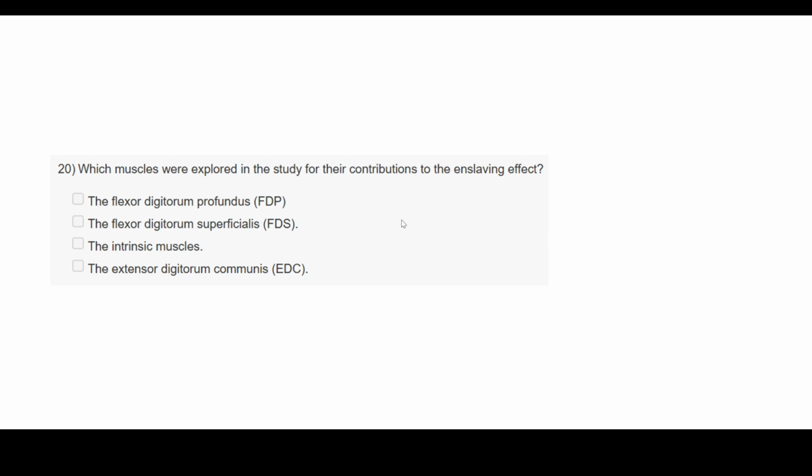Which of the muscles were explored in the study for their contributions to enslaving effects? Flexor digitorum profundus, flexor digitorum superficialis, intrinsic muscles, or extensor digitorum communis. The EDC was used as a control of sorts, in that it does not change. The other three muscles were explored in the first paper, wherein the loops were placed at different positions so that different muscles are activated and then studied.